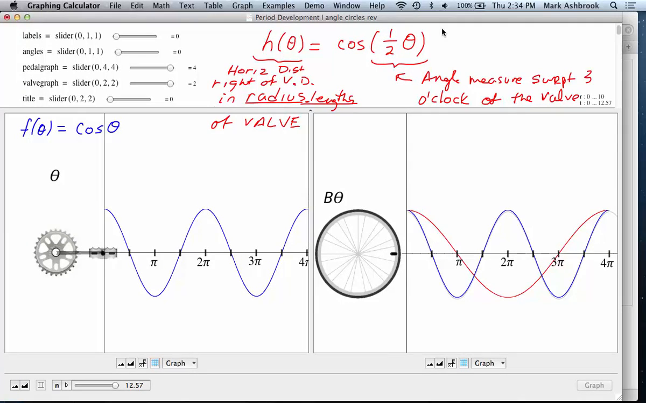Longer, because that thing is turning slower, right? So this argument now is turning slower than our input. So we need more input. Now we need twice as much input to get one full cycle of output.